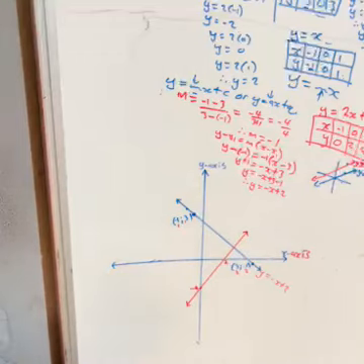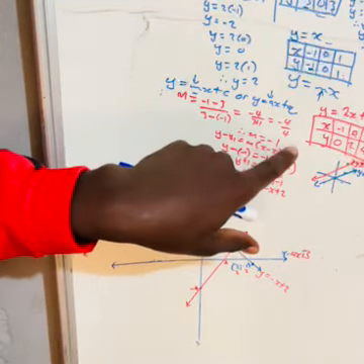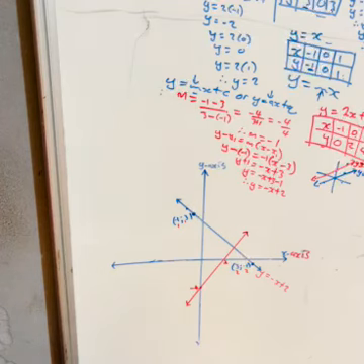That's method number 1. Method number 2: already I found my gradient to be negative 1. So what do I do? It's a little bit longer.